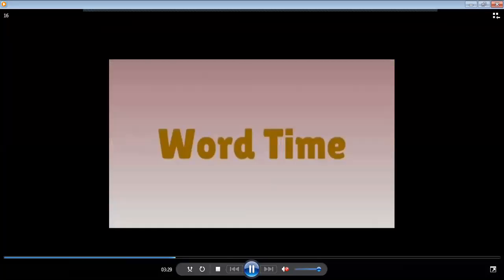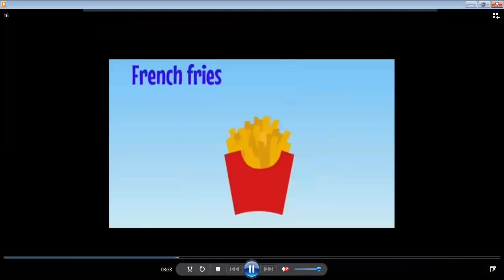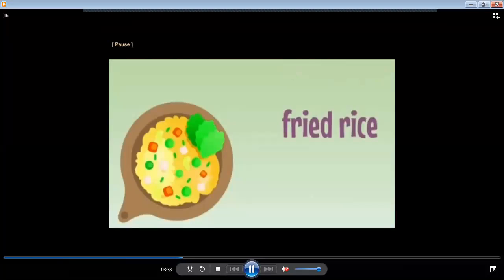Word time, more vocabulary. Green salad, French fries, fried rice. Fried rice means some rice with mixed vegetables, like you see in the picture. They are cooked together, fried rice.